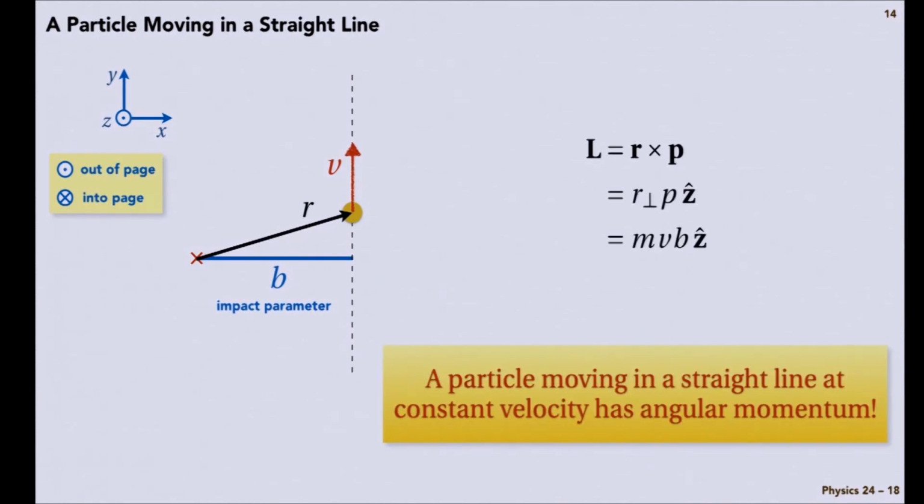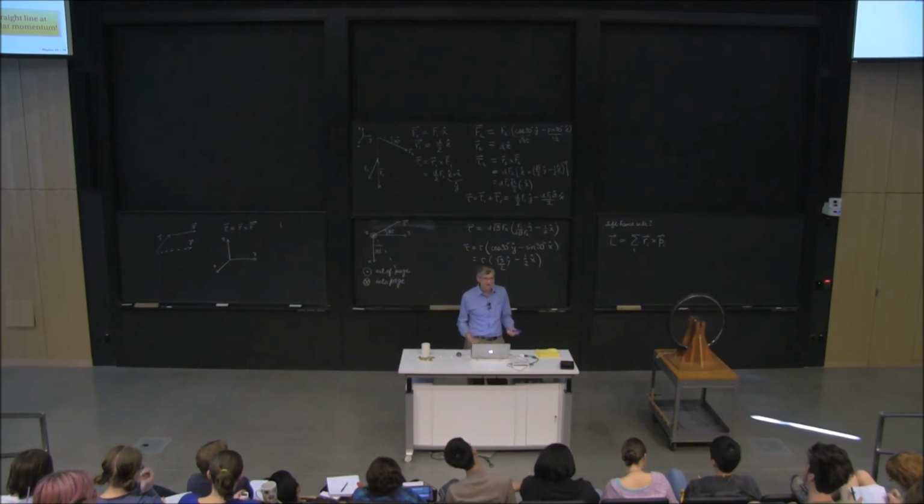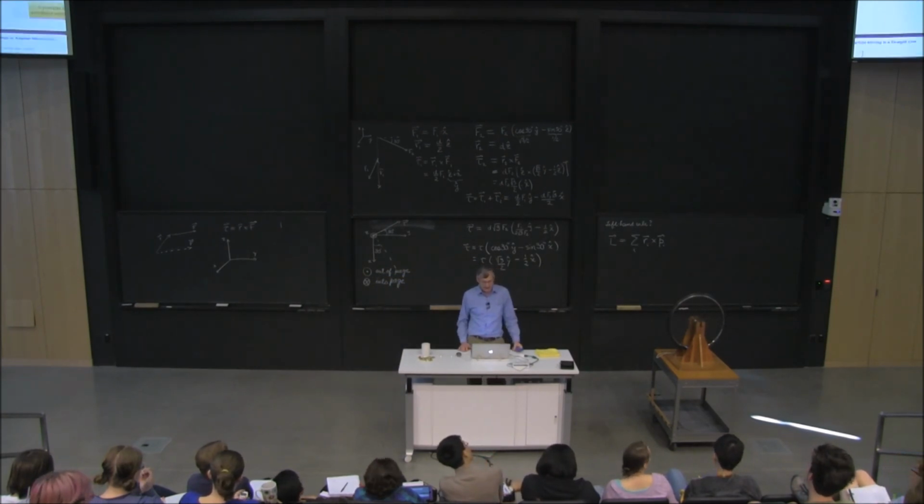So it's still true that a particle moving in a straight line at constant velocity in general has angular momentum. How do you get rid of that angular momentum? What would be a trivial way of saying that it doesn't? Yeah, stick the reference point on that line somewhere, and then you'd get rid of it. Okay, what is the dynamical equation that we've been working with for rotational motion? Torque causes a change in angular momentum.